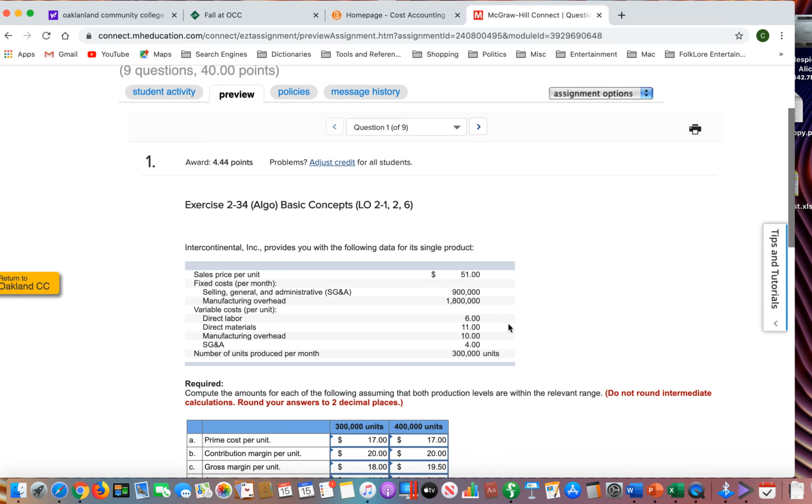Don't forget, to get the gross profit margin, it is sales minus cost of goods sold. And cost of goods sold does not include any administrative or selling. It's only the manufacturing cost. Therefore, you've got the 10 here, 11 there, 6 there, and the 6 there if you take 1.8 million divided by 300,000.